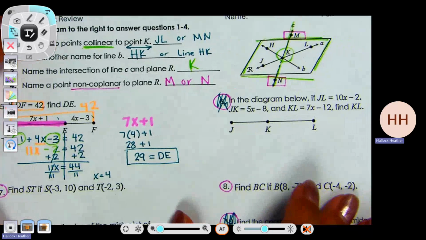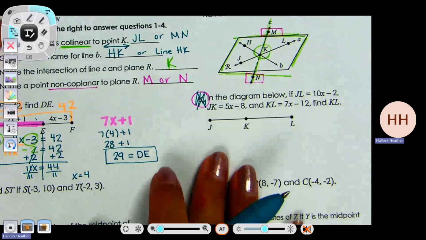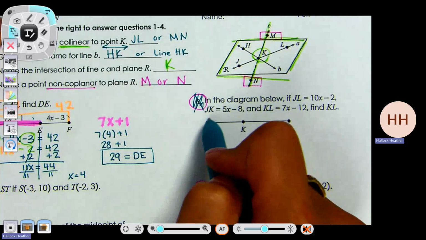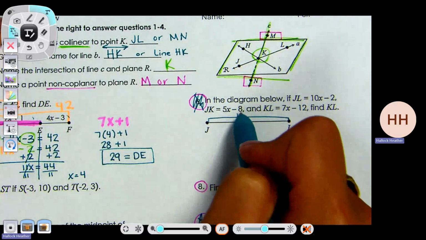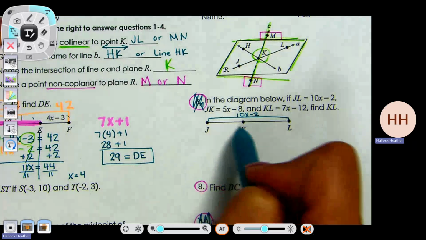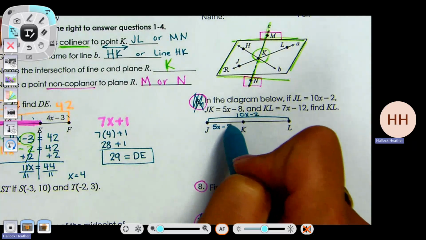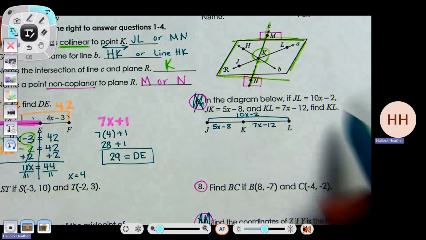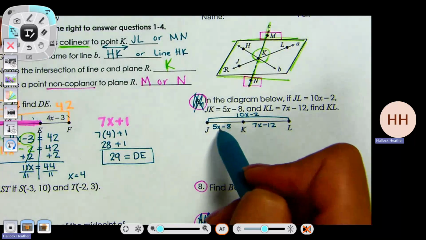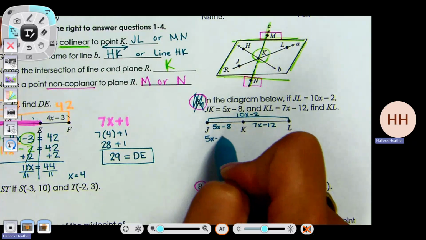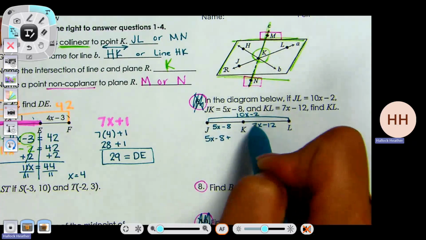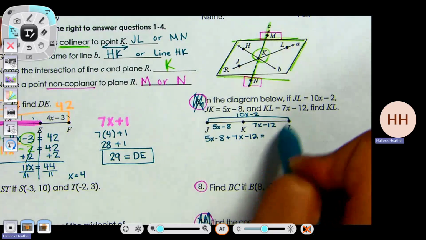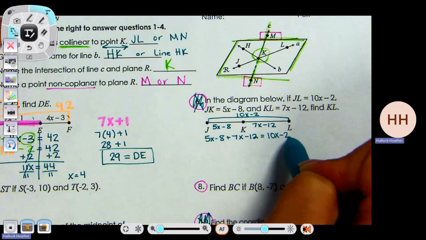Number 6 is the same kind of problem. It's a little bit harder, so it's not on the quiz, but we'll still go through it. So it says in the diagram below, J to L, the whole thing is 10x minus 2. J to K is 5x minus 8. K to L is 7x minus 12. We need to find K out. So I'm taking little piece, which is 5x minus 8. I'm adding 7x minus 12. And I'm equaling it to the whole distance, which is 10x minus 2.